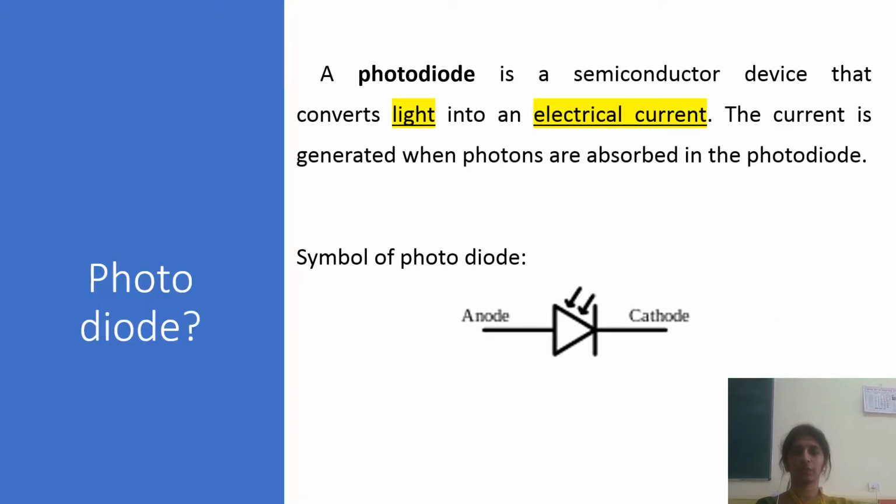So what is a photodiode? A photodiode is a semiconductor device that converts light into electrical current. The current is generated when photons are absorbed in the photodiode. You can see the symbol of a photodiode has an anode and a cathode, and these two arrows indicate that light is incident on the photodiode.